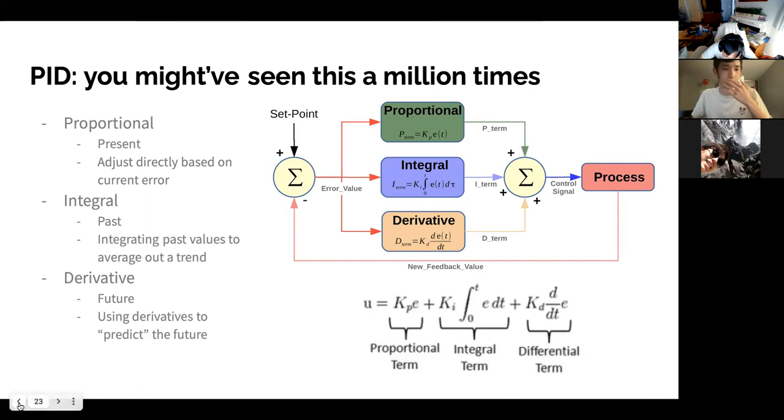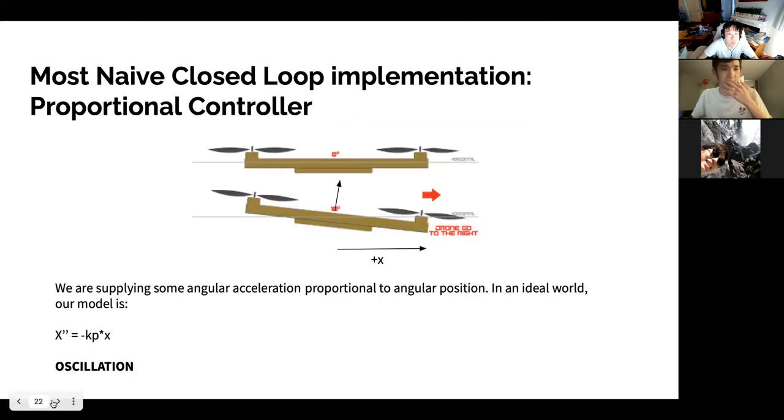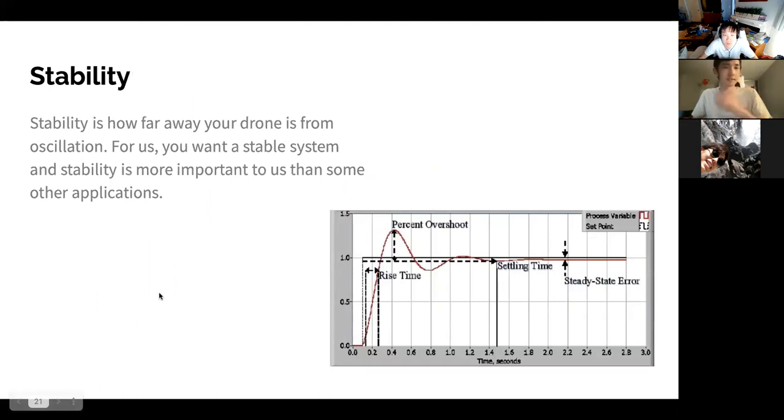So, oh yeah, are my slides out of order? Where's the stability slide? Oh, I skipped the stability slide. So this is where we actually talk about stability. Stability is how far away your drone is from oscillation. And we'll see why in the PID, the proportional, integral, and differential control system, the differential part is very important to preventing it from oscillating, as well as integration helps improve stability. For us, we want to make sure that it's a stable system, more so than some other applications, because our drone might go crazy if it's not stable.